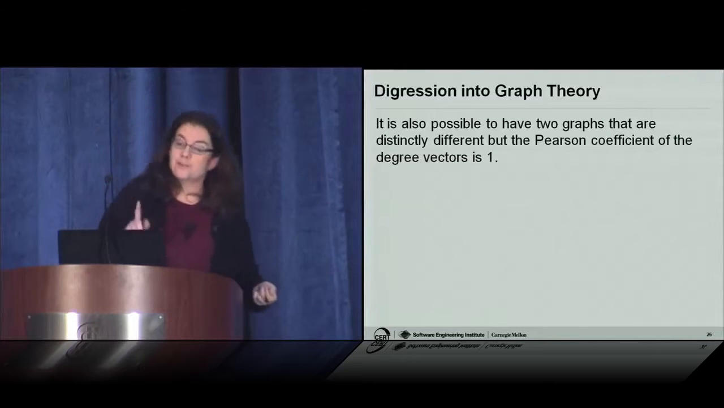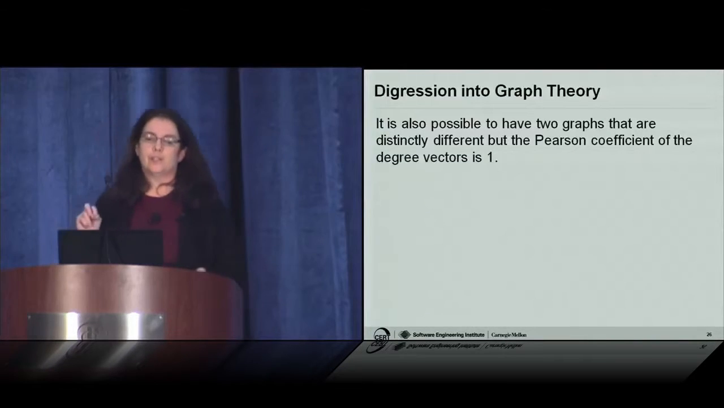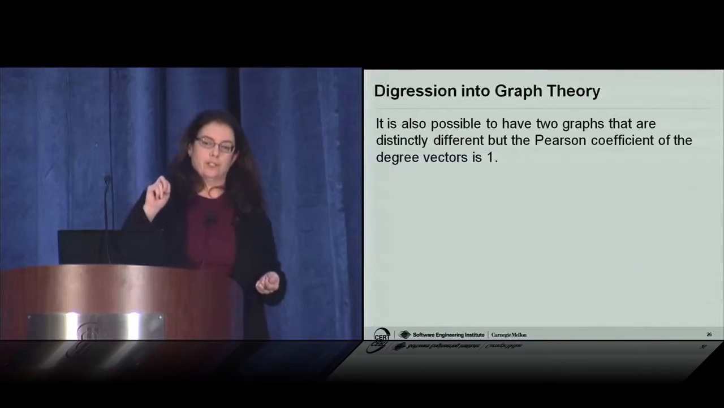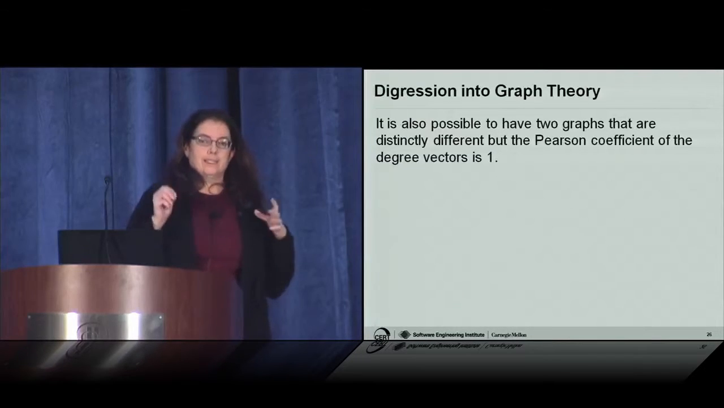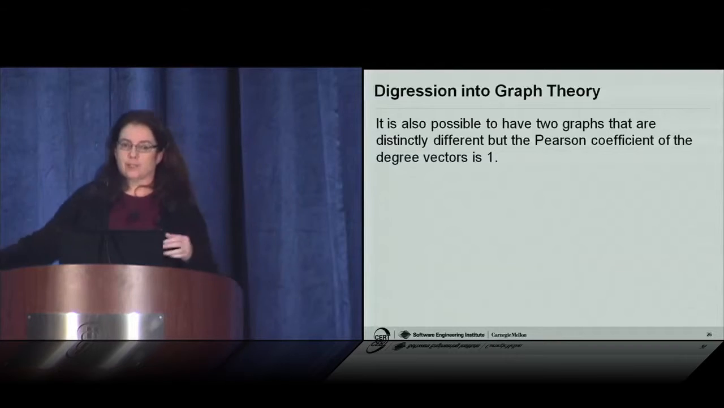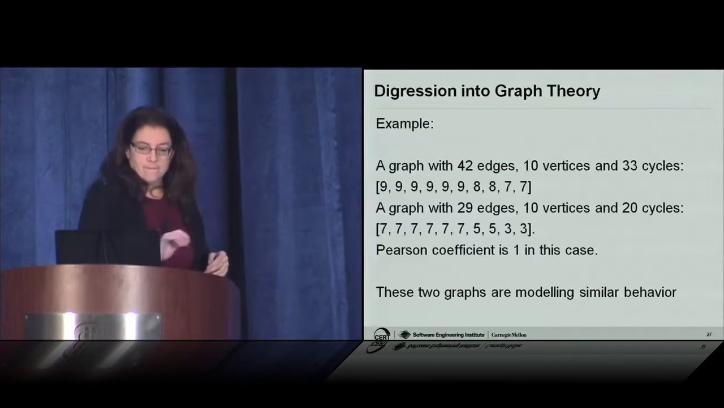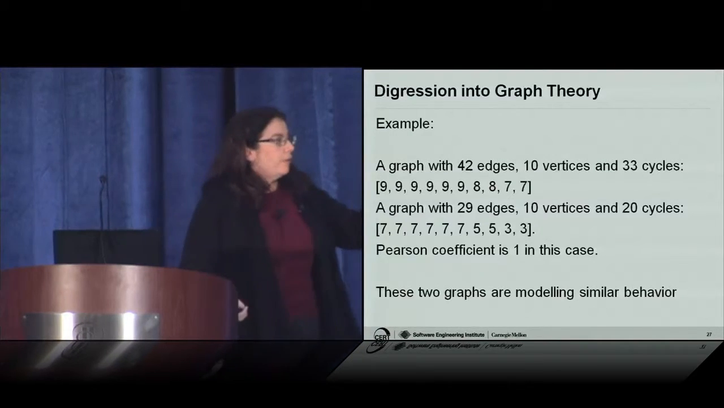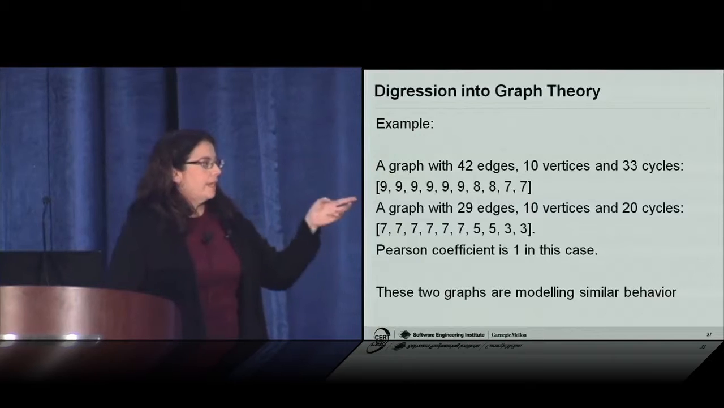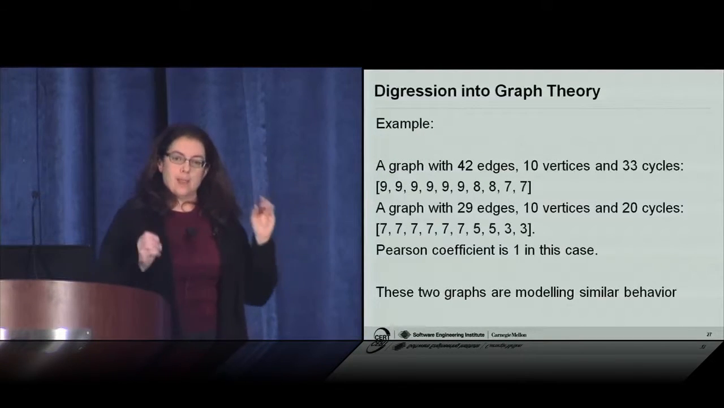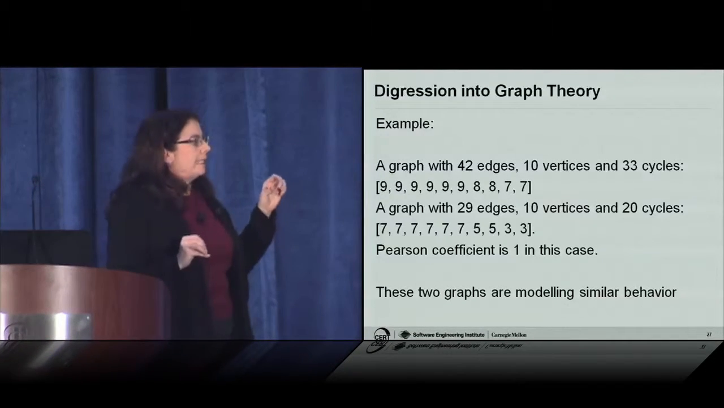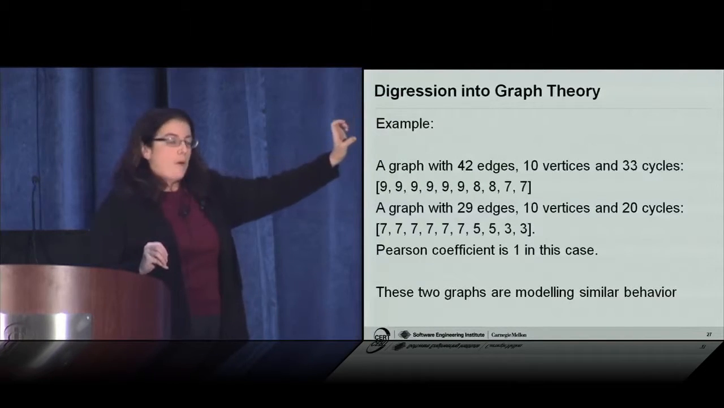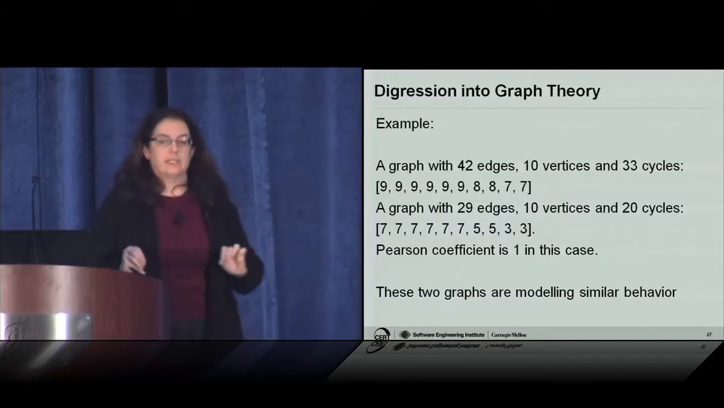Now here's another problem. You can have 2 graphs that are distinctly different, but the Pearson coefficient of the degree vectors is 1. I like to say they sing the same song when they're moving through the vector. For example, we have two graphs. One has 42 edges, 10 vertices, and 33 cycles. The other has 29 edges, 10 vertices, and 20 cycles. So the same number of vertices, but they have completely different degree vectors when you look at them. However, the Pearson coefficient is 1 in this case.